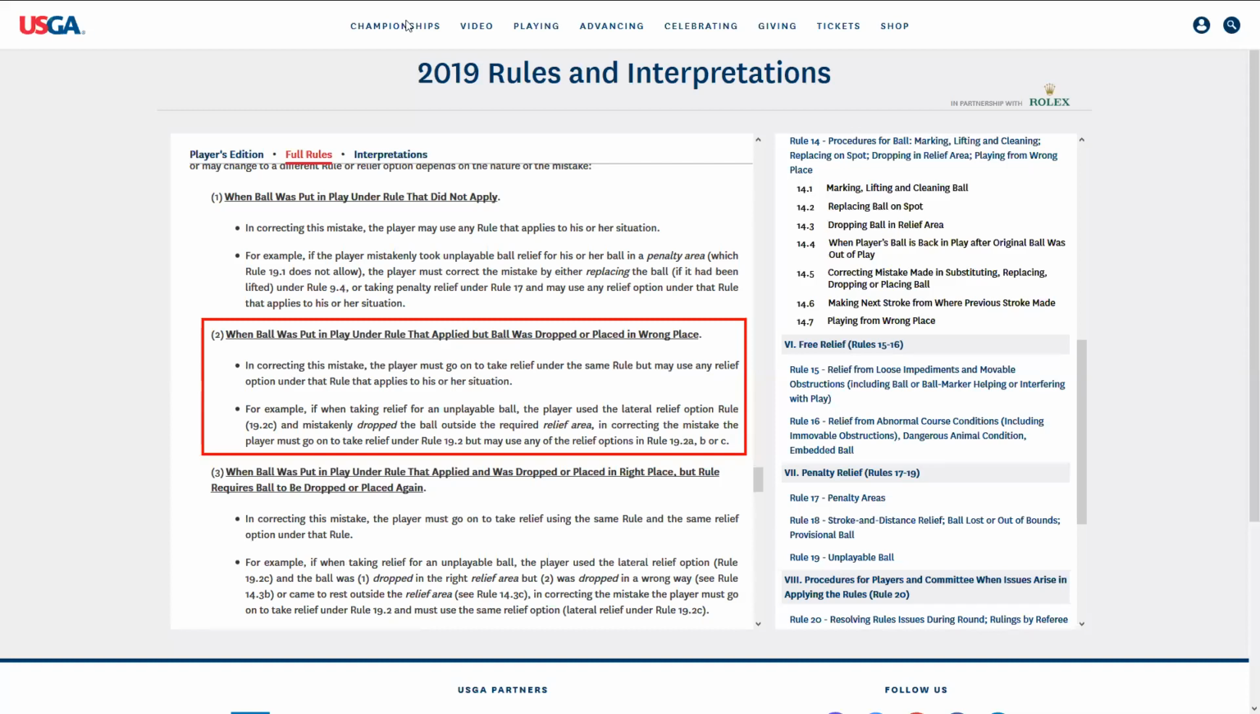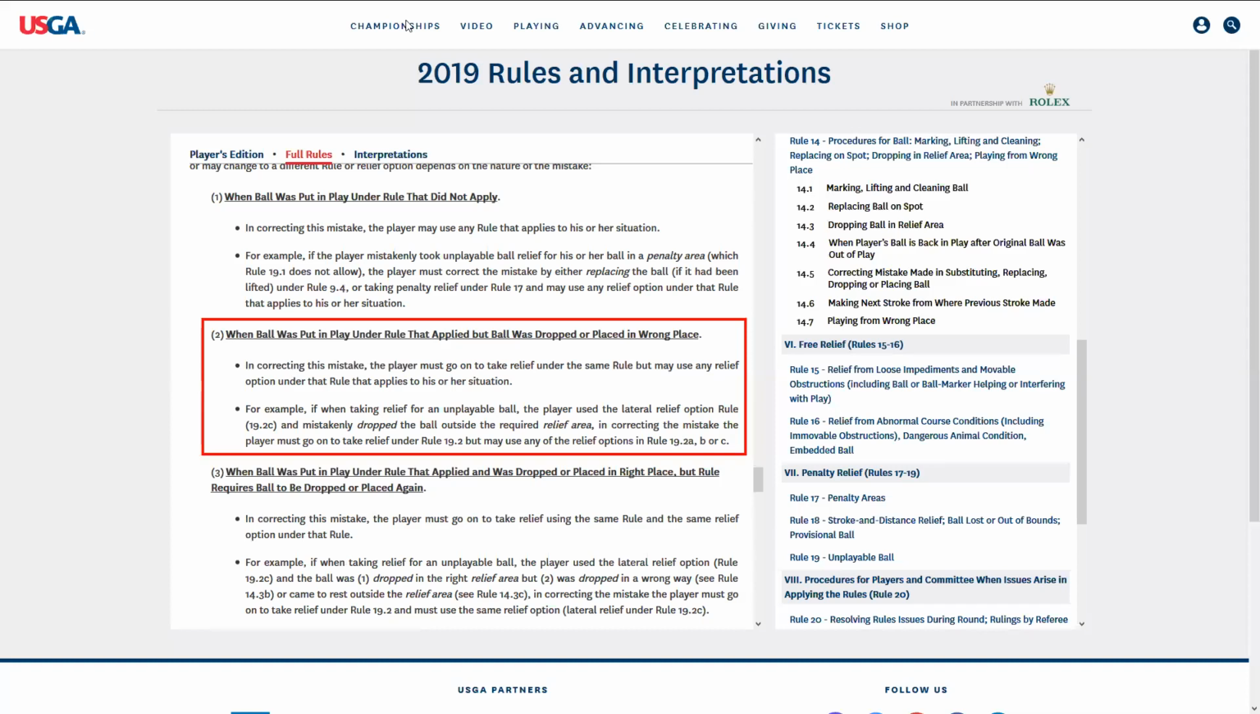What this rule is saying is, since you were proceeding under the correct rule, Rule 19, you have to continue under that. But since you dropped in the wrong place, you haven't chosen which of the 3 options to be under, because you dropped in the wrong place. So therefore, you get to choose any of the 3 you want when you correct. So that means instead of taking lateral, you can go back and play under stroke and distance.